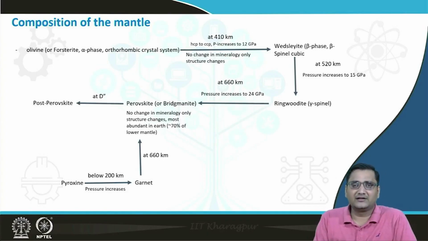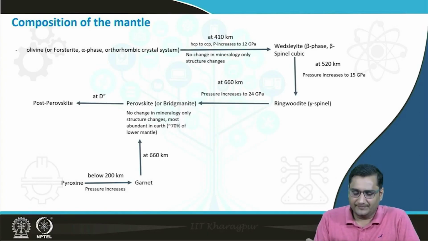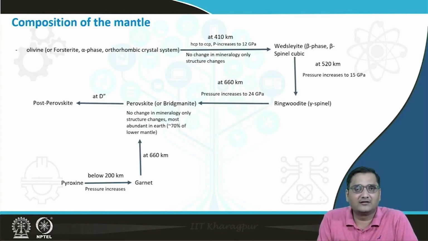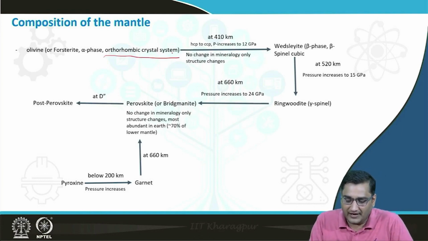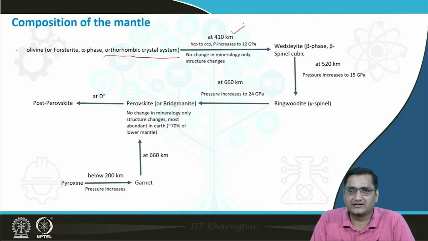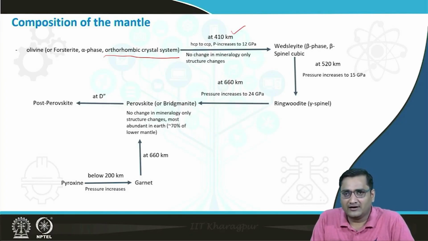So this is basically representing the composition of the mantle. You have the olivine crystal that is located in the upper mantle in the form of forsterite, also known as alpha olivine or alpha phase, which has the orthorhombic crystal system. And when you keep increasing the pressure with depth, at around the 410 kilometer discontinuity, the hexagonal close packing structure of the alpha olivine changes to cubic close packing.